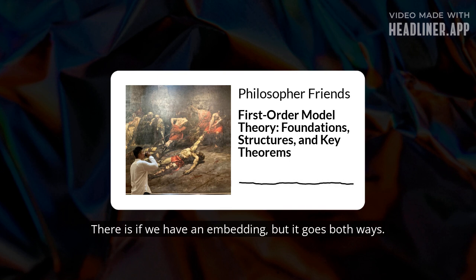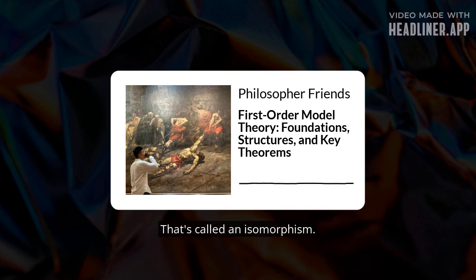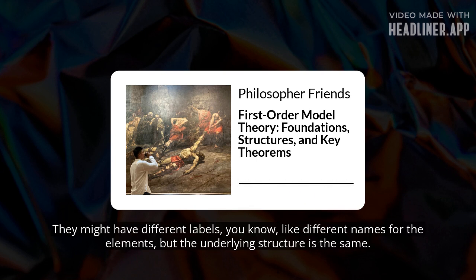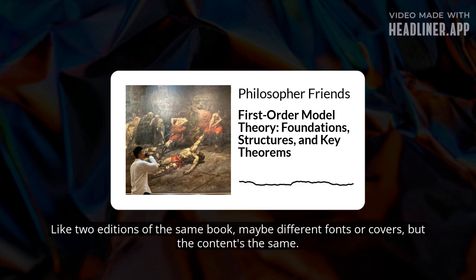I'm guessing there's an even more specialized type. There is. If we have an embedding, but it goes both ways, that's called an isomorphism. So both structures are essentially identical. Pretty much. They might have different labels, like different names for the elements, but the underlying structure is the same. Like two editions of the same book, maybe different fonts or covers, but the content's the same.